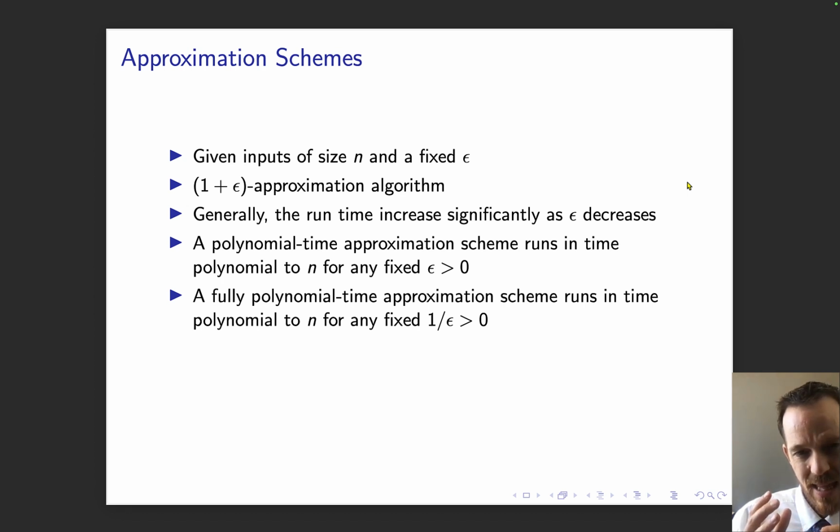We say it's a polynomial time approximation scheme if it runs in time polynomial in n for any fixed epsilon greater than 0. We say it's a fully polynomial time approximation scheme if it runs in time polynomial in both n and 1 divided by epsilon, for any fixed epsilon greater than 0.